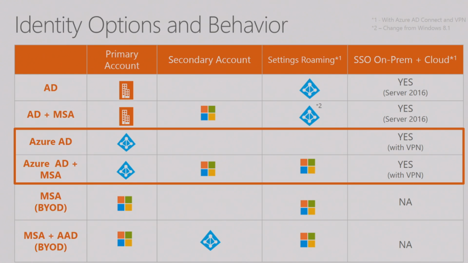And then the two last rows are really the bring your own device kind of scenarios, right? Where the first account is the consumer account, is the MSA. You can add an Azure AD account to it, but you lose a lot of the single sign-on for cloud applications as well as for on-premises applications. The user can still use that identity to log in, but he will have to interact all the time to say, yes, log me in with this account, etc.